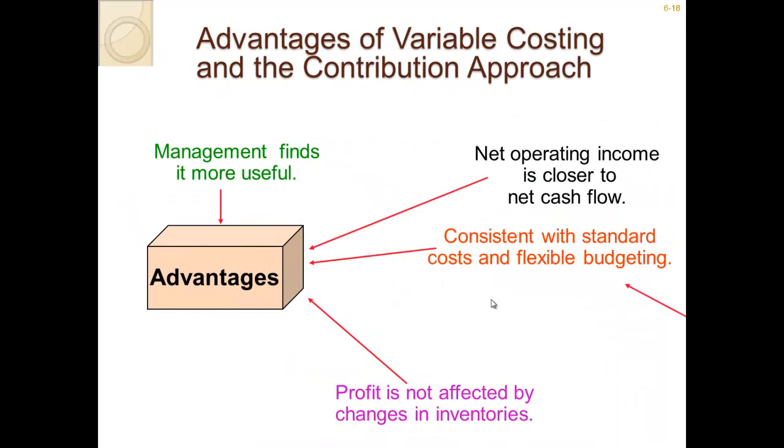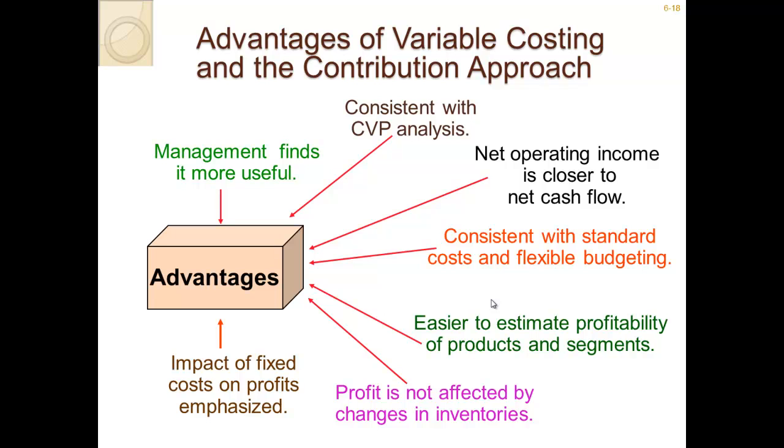So the advantages of variable costing, also called direct costing. Management finds it more useful. It is consistent with the cost volume profit analysis. Its net operating income is much closer to net cash flow, which is very important in decision making. Cash is king, right? It's consistent with standard costs and flexible budgets. This is very important. We'll get to flexible budgets and budgeting later in this cost accounting course, but it's very important.